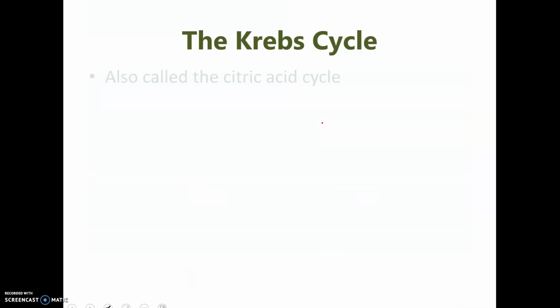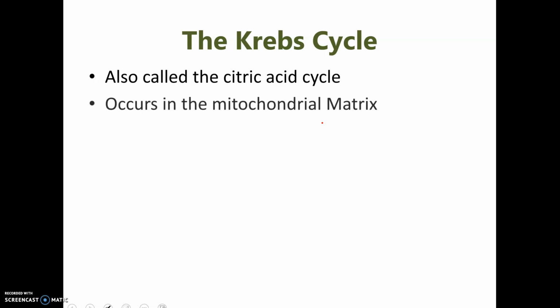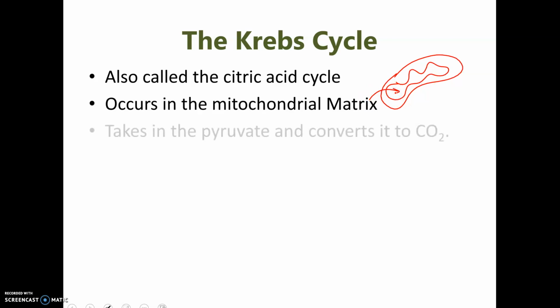All right, so the Krebs cycle has another name. It's also called the citric acid cycle. That's because citric acid, or citrate, is the first thing that's formed, and it is a cycle that goes in a circle. You do not have to know all the steps. You should know where it occurs, which is in the mitochondrial matrix. Remember, that was the center part of the mitochondria, the matrix.